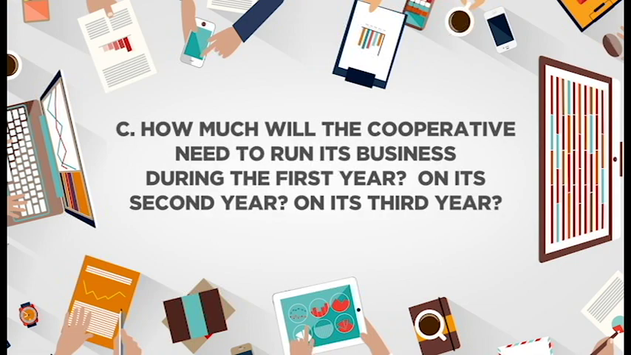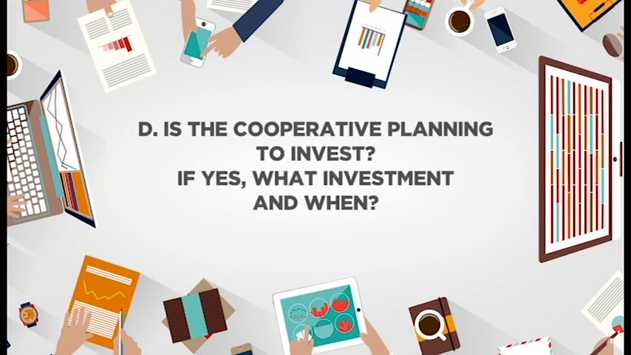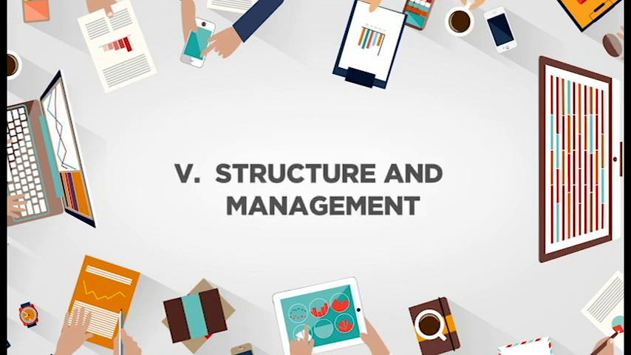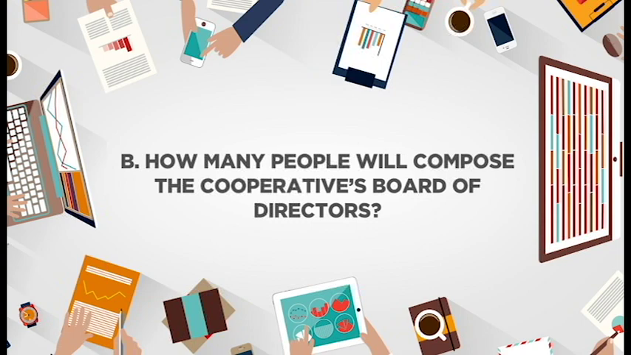How much will the cooperative need to run its business during the first year? On its second year? On its third year? Is the cooperative planning to invest? If yes, what investment and when? Part 5. Structure and management, which answers, who will be assigned to manage the daily operations of the cooperative? How many people will compose the cooperative's board of directors?